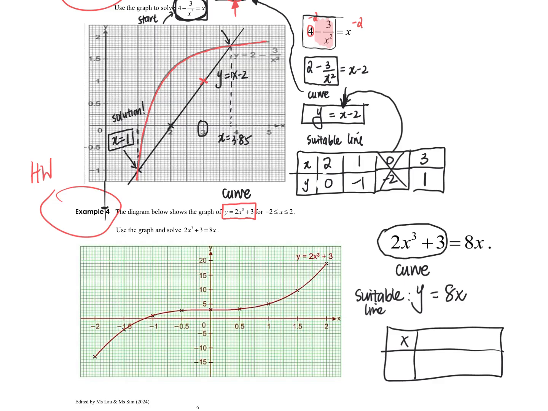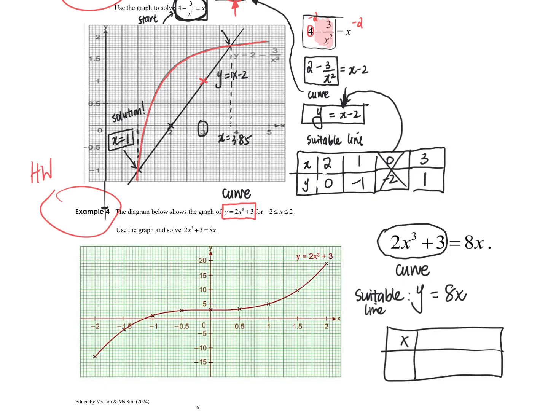So let's say, yes? Then what do we do with the negative 2 less than x less than 2? No, this one just tells me my x value is from negative 2 to 2. That's why I plot my graph from there.